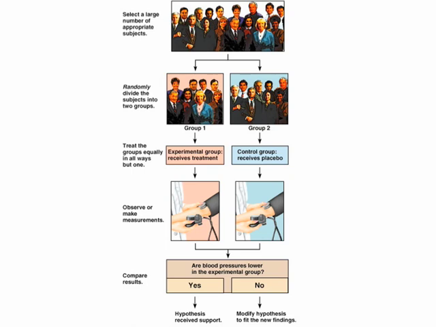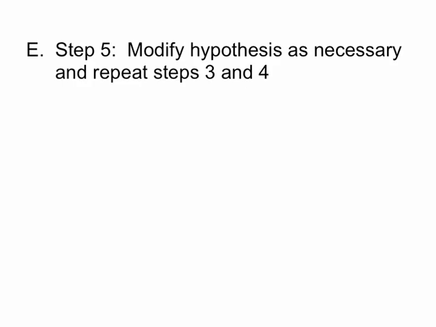If the blood pressure of the experimental group is lower, then yes, the hypothesis is supported. If the blood pressure is not lower in the experimental group, then we're going to modify the hypothesis to fit new findings. Step 5 then is just that, to modify the hypothesis as necessary and repeat steps 3 and 4.